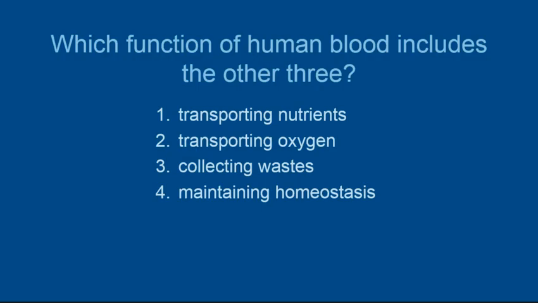All right, so which function of the human blood includes the other three? Transporting nutrients, transporting oxygen, collecting waste, or maintaining homeostasis? Well, we know that blood is important for transporting nutrients and oxygen, and we know that blood is filtered through the kidneys so you can remove metabolic waste and things like that. But all of these three things are involved in maintaining homeostasis. So, 4 is the answer.